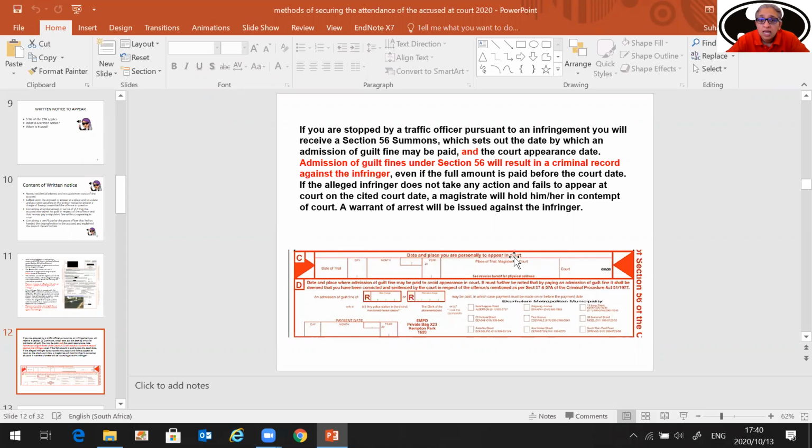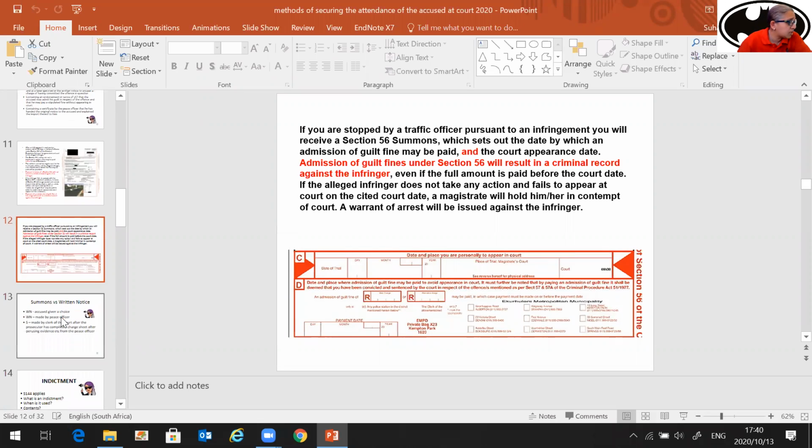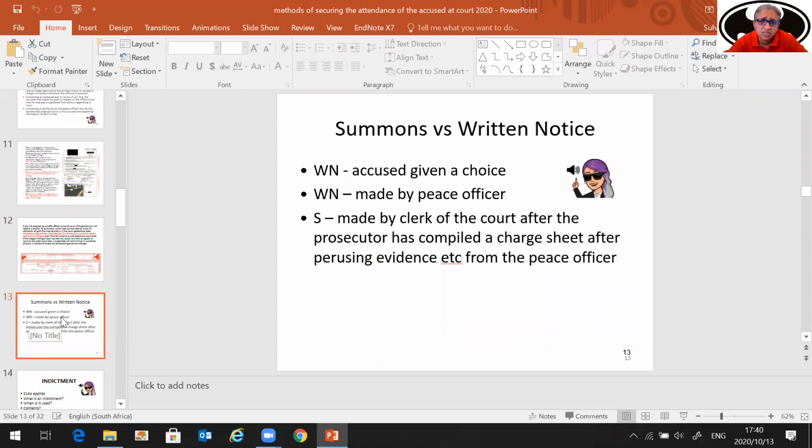Okay, and we know that there are other plans in place that the various traffic departments from the municipalities have been talking about regarding the point system for traffic violations. That hasn't come in, but we'll have to see how that transpires. So the difference essentially between a summons and a written notice is a written notice, accused persons are given a choice: pay a fine or come to court and defend. And a written notice is written by a peace officer, and that's what the spot ticket that the police officer would give you. That's an example of that.